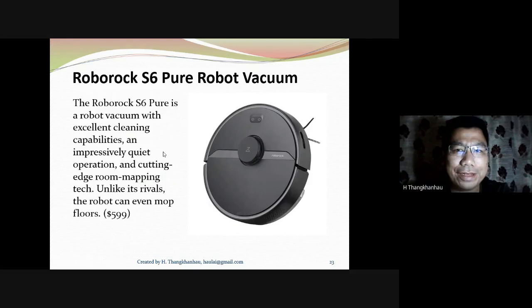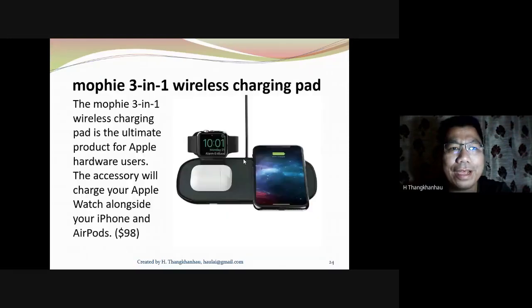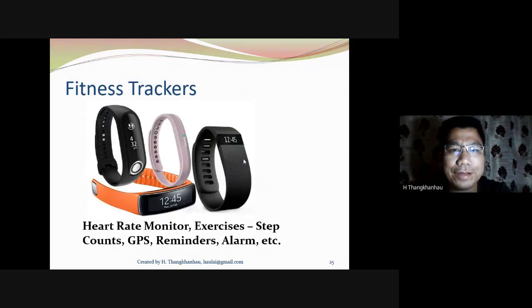And another one is vacuum cleaner to clean your floor. In developed countries, they use these types of cleaner to clean the floor. So it is autonomous. Autonomous means it can clean by itself wherever there is dirt. And this is also another wireless charger and fitness trackers. I hope even the girls also wear it. And this is very helpful to monitor your heart rate, exercise, number of steps, GPS, reminder, etc.